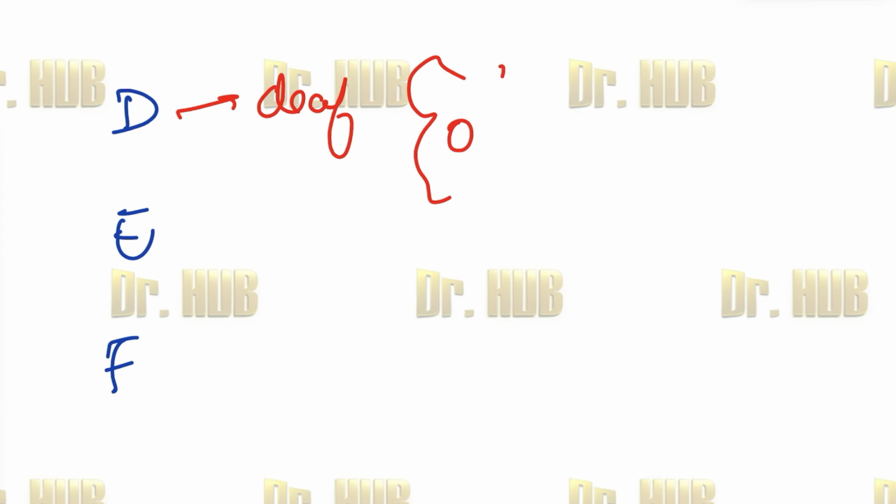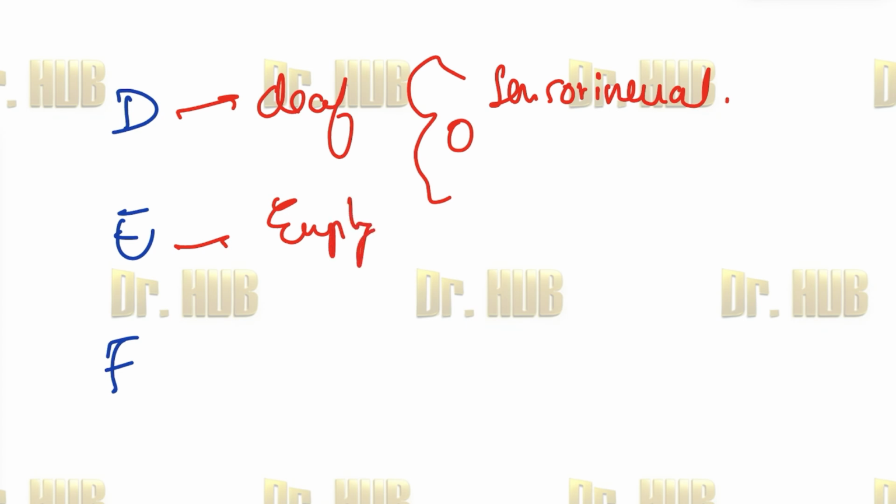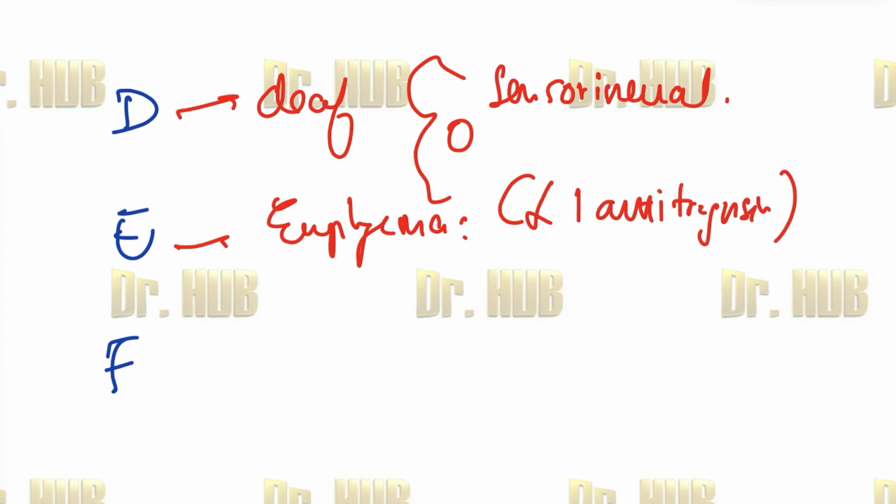In the ear, there is sensorineural deafness. Next comes the E for emphysema. We also spoke about emphysema. Emphysema is alpha-1 antitrypsin deficiency. Next is the F. The F here stands for Friedreich ataxia.